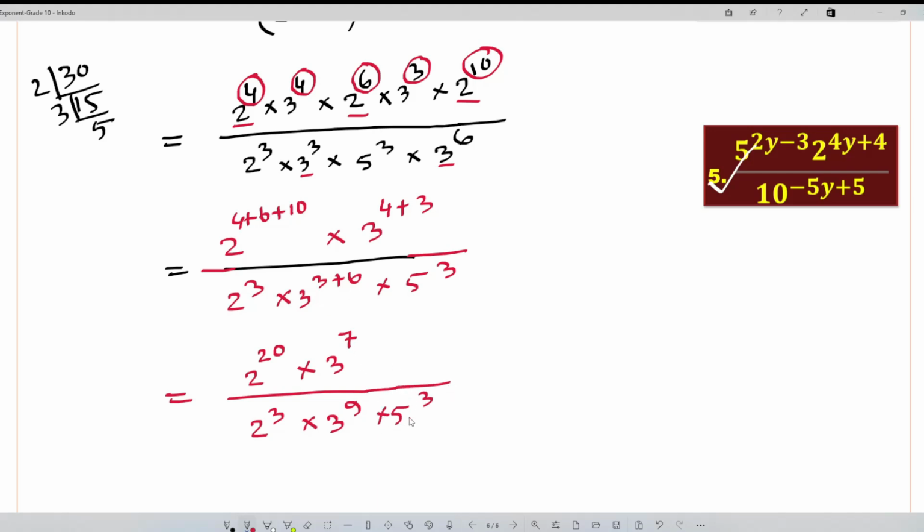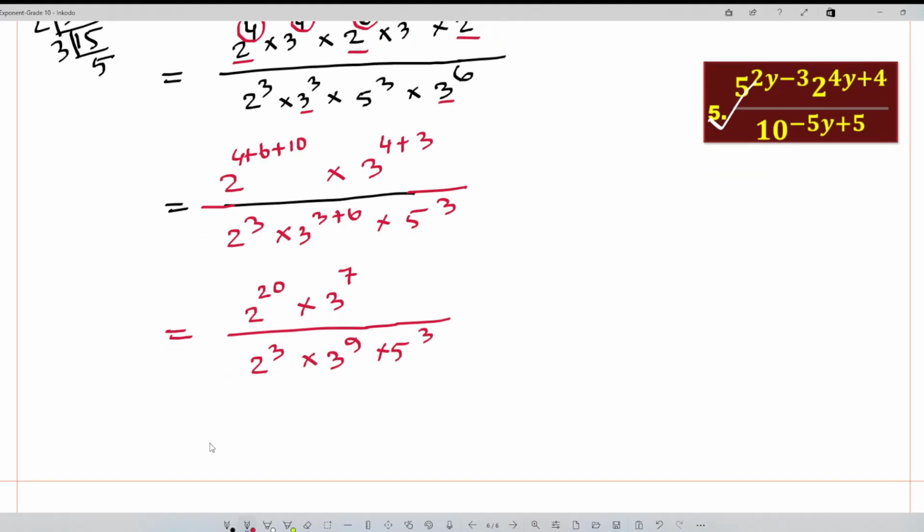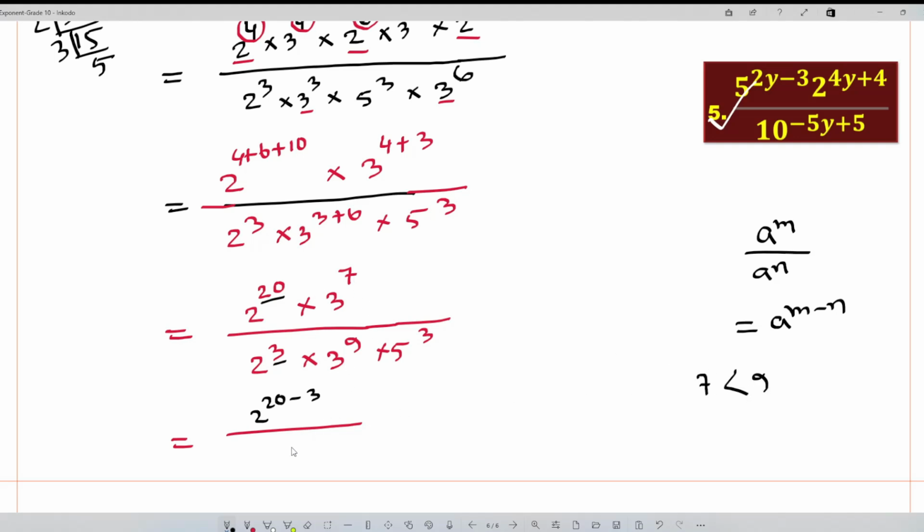5 to the power 3. Okay, now we will go to another exponential law, which is a to the power m divided by a to the power n. We can write a to the power m minus n. So look, here is 20, here is 3, we can write 20 minus 3, right? Then which one is bigger, 7 or 9? 7 is less than 9, so we can write like this, 3 to the power 9 minus 7 times 5 to the power 3. So our answer is 2 to the power 17, and here is 3 to the power 2 times 5 to the power 3.